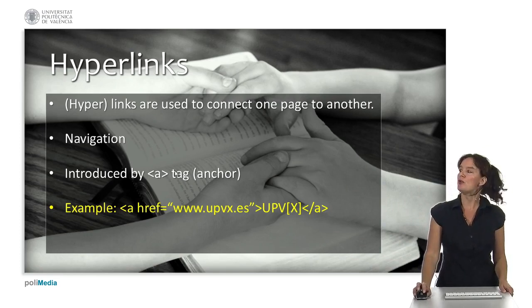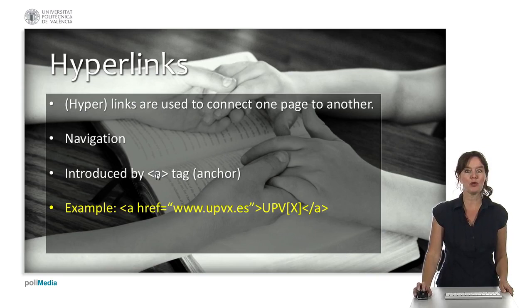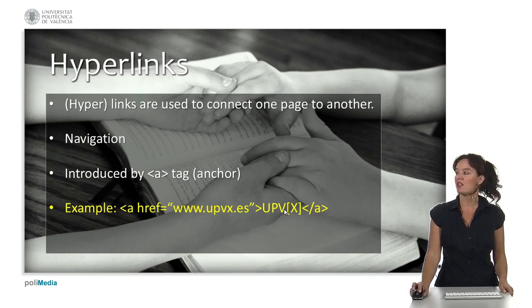Hyperlinks are introduced by the A tag, and A stands for anchor. And here we see an example. We put the A tag and we say, okay, open this anchor, and this is the hyperlink that I want to refer to. Hyper reference, this is the web page, and we close. Then this is a text we see where we can click on, and here we close with the anchor tag too.